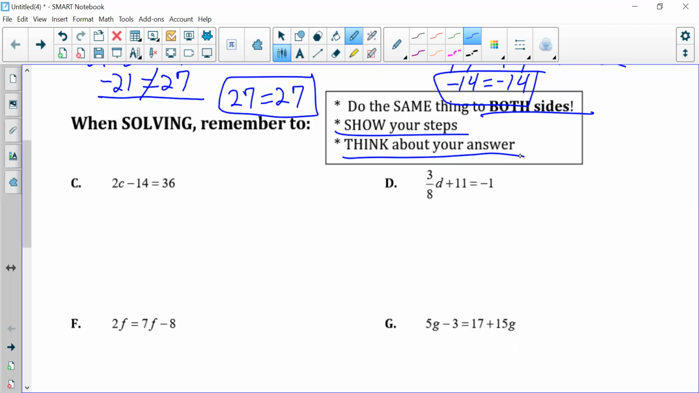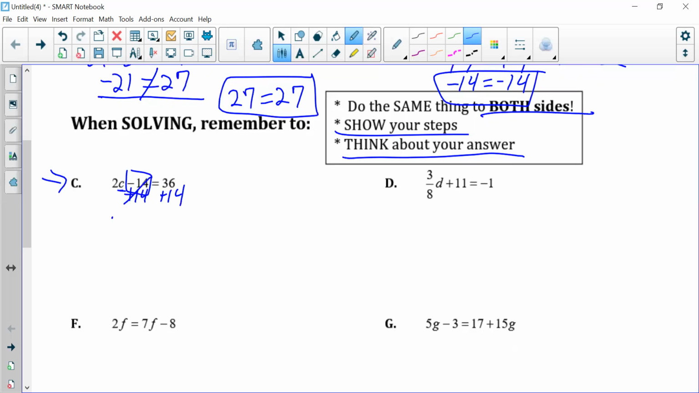So C. I'm wanting to solve for C. In order to do that, I need to get the term with C in it by itself on one side of the equal sign. So what's over here with this? This -14. We need to do the same thing to both sides, and I need to use the inverse operation. The inverse of subtraction is addition. So I'm going to add 14 to both sides.